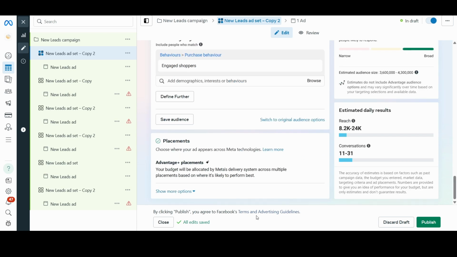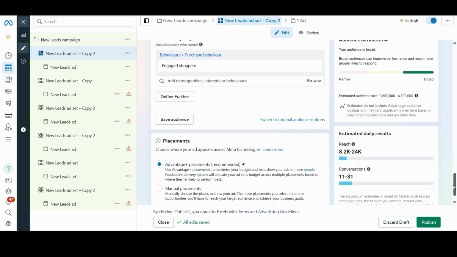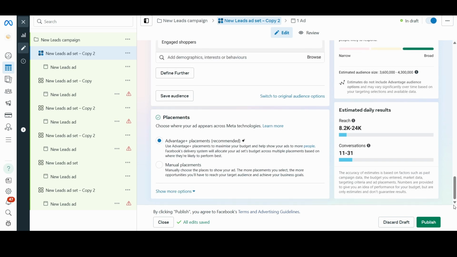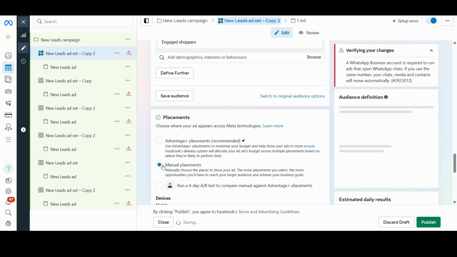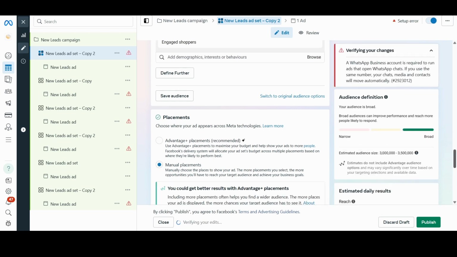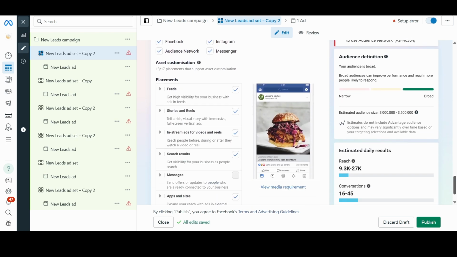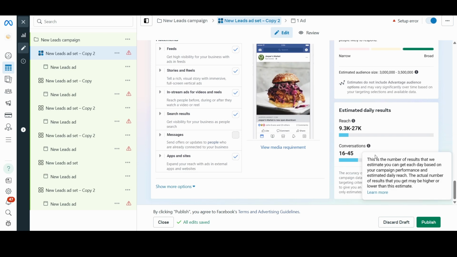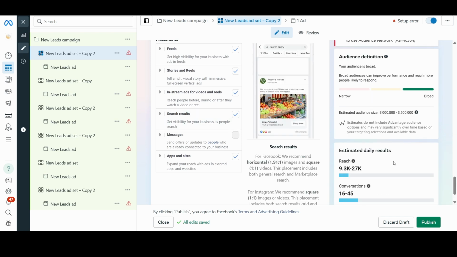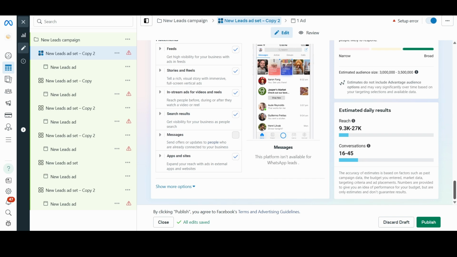Placement. Right. A lot of people don't do anything with the placement, but I would encourage you to test placements as well. So instead of just using the Advantage Plus placement where you have like 17, 18 placements, why not pay attention to where most of your sales are coming from? So we come here and we say manual placements, and you see immediately I pick manual placements that there's going to be a change in my conversions.